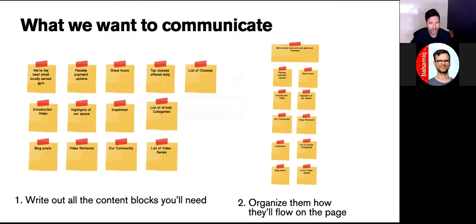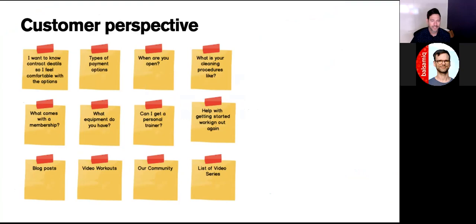What's the most important things? And then after you have all these major content blocks you think need to be on your site, organize them how you think they'll flow on the page. But the next thing you should do, and you shouldn't forget about this, is try to then understand what your customer's perspective is. What do they need to know? What's going to help them move forward? What's going to benefit them?